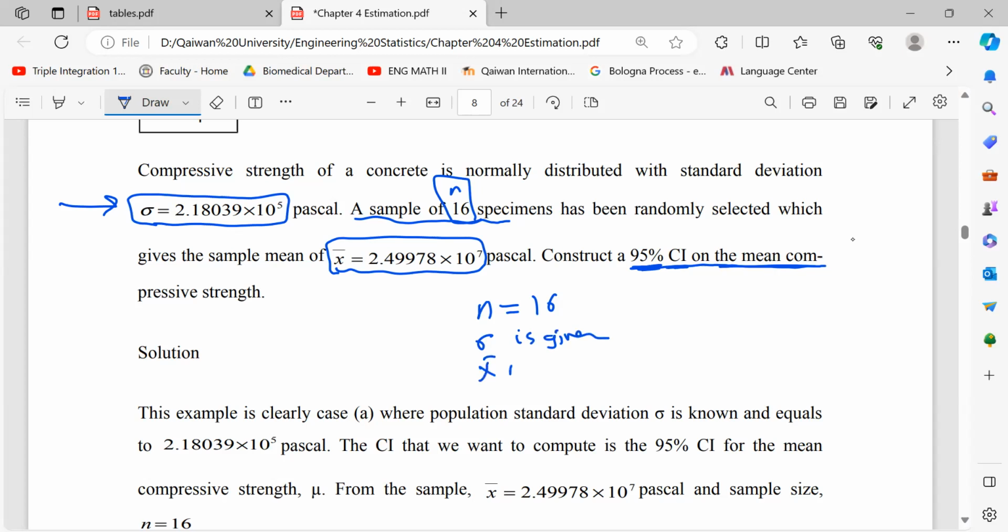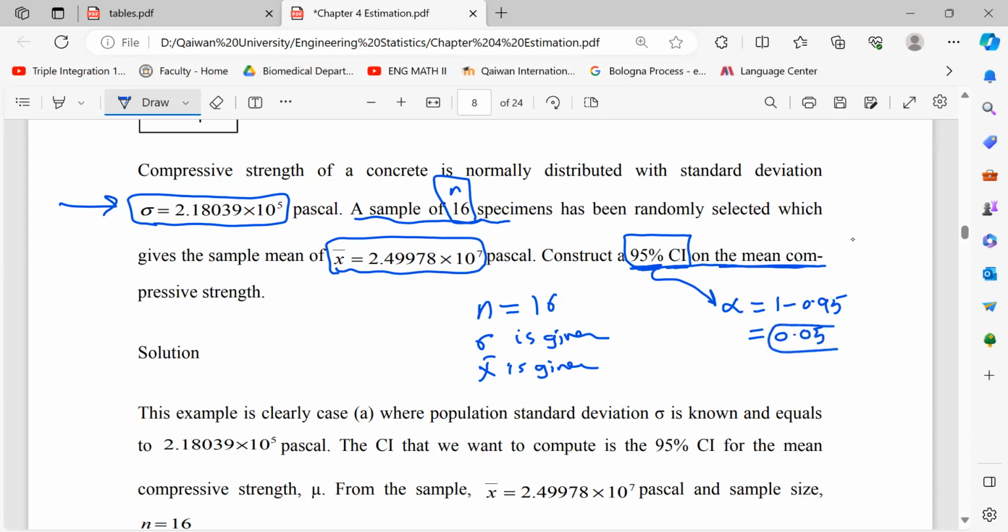X bar is given. And also, we have given a 95% confidence interval. From this one, what do we find? Alpha. Alpha is 1 minus 0.95, which is 0.05.